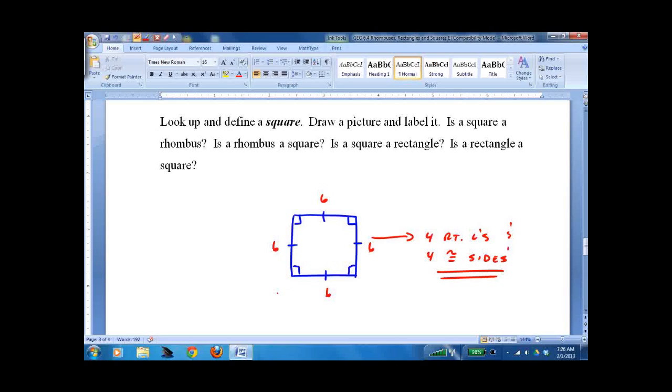It's the same thing. Is a square a rhombus? Yes. Is a rhombus a square? Sometimes. Depends on the rhombus. But a rhombus itself is not usually a square. Is a square a rectangle? Yes. Is a rectangle a square? Again, sometimes. You might have a rectangle with 4 congruent sides, in which case it is a square.